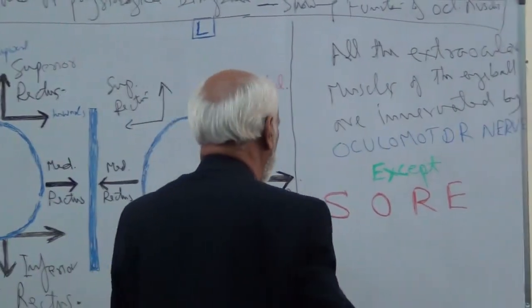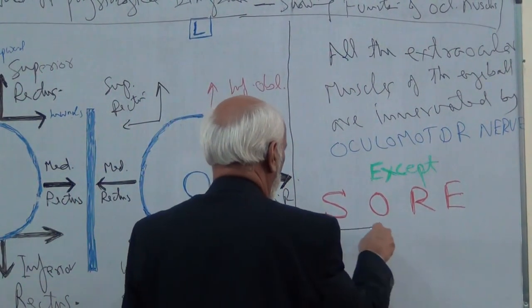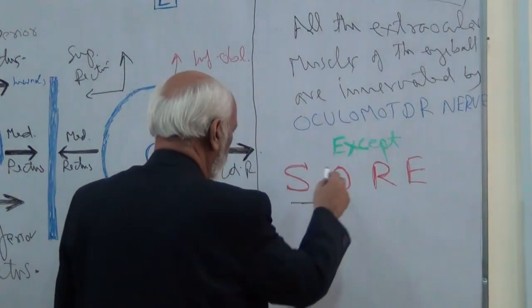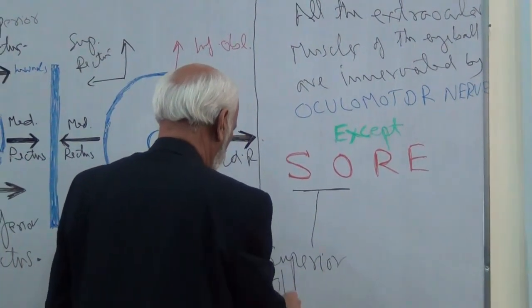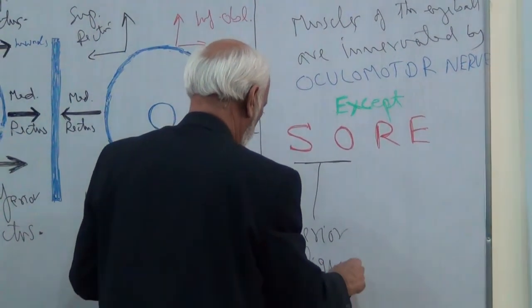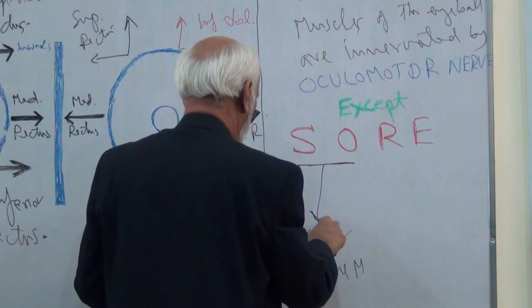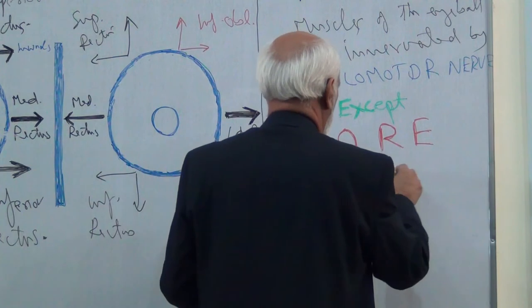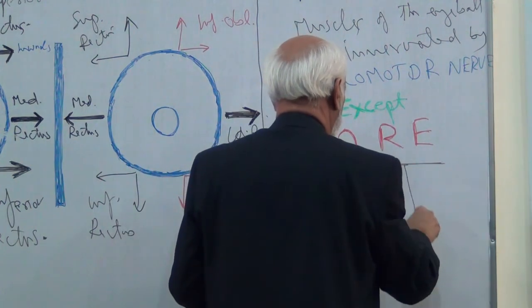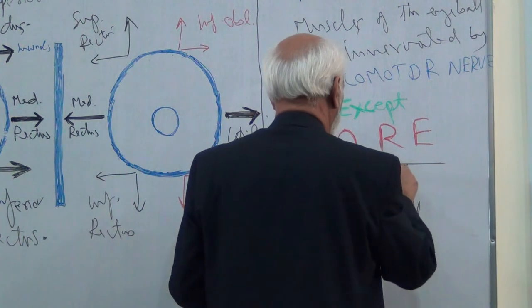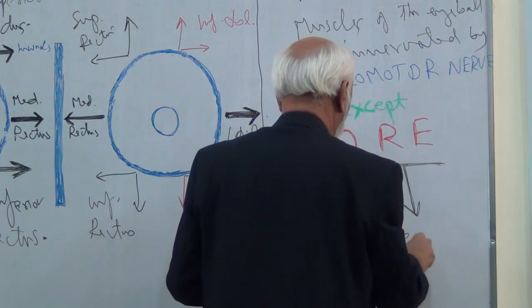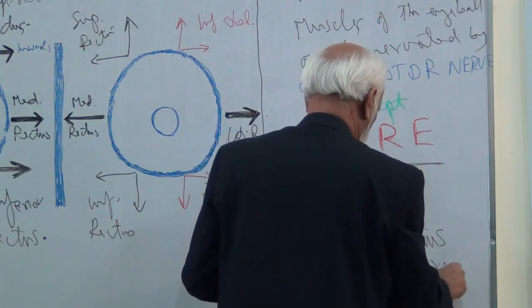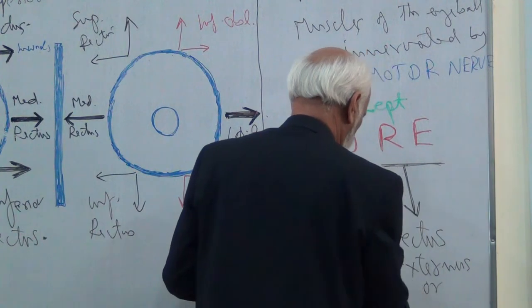What is meant by this? SORE means: S-O stands for superior oblique muscle, or obliquus superior muscle, and R-E stands for rectus externus muscle, also known as lateral rectus.